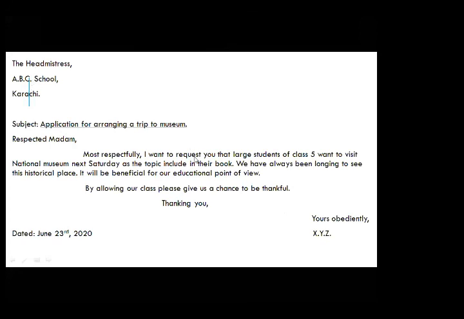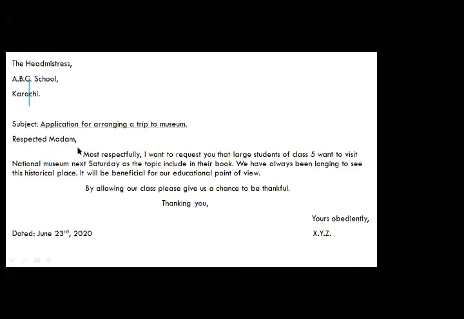Okay, class, take the screenshot, underline the subject with the black pointer, and do the same. Kindly be careful about the punctuation and all the things I have mentioned here. Take the screenshot of the application. The Headmistress, comma, ABC School, comma, Karachi, comma. Now, after giving one line space, write Subject: Application for arranging a trip to the museum. Underline the subject with the black pointer.